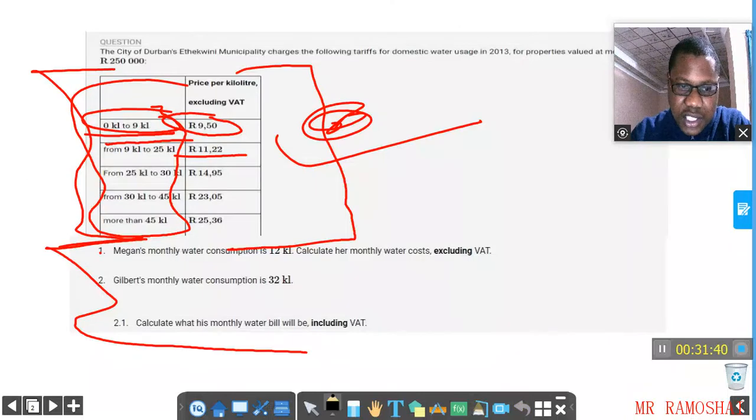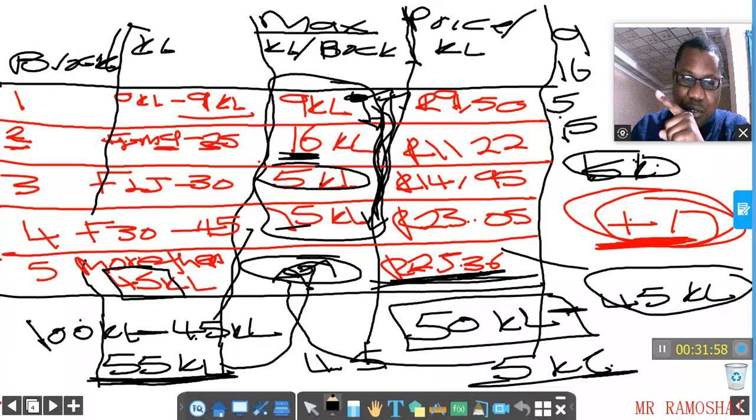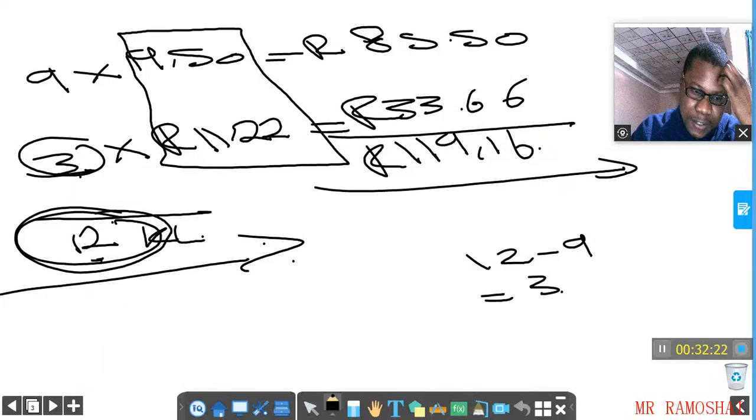Actually I want to do 3, so let's go. The next one says: Gilbert's monthly water consumption is 32 kiloliters. Let's go back to number 1. Do you see, guys, that person used 12. Is 12 more than 45? No. That 12 kiloliters allows us to work within block 1 up to block 4, but we couldn't even reach block number 4 because those kiloliters are way less than 45. Are we clear?